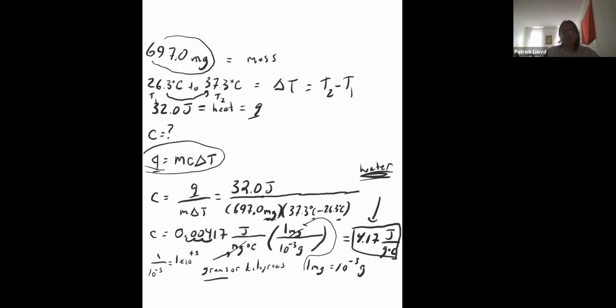Many textbooks will have various different types of problems. They'll say, hey, here's the mass, here's the specific heat, here's the heat, what's delta T? Or here's the initial temperature, but not the final temperature, find the final temperature. There's all kinds of things.